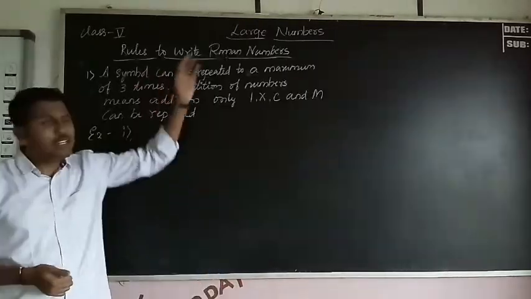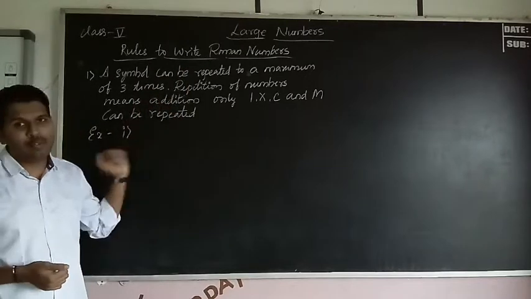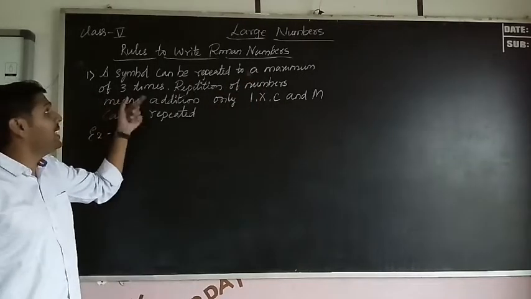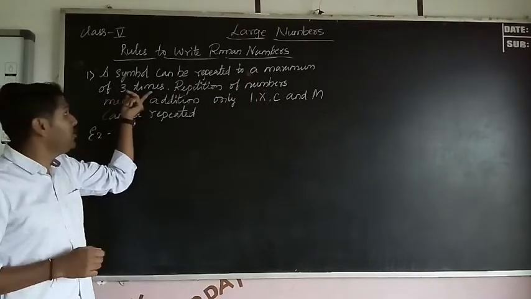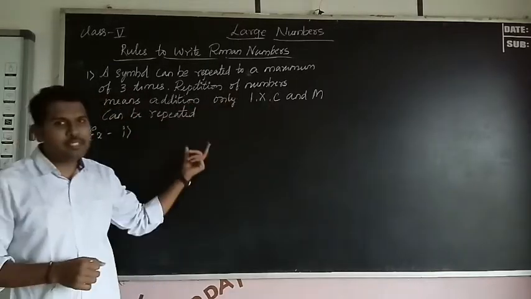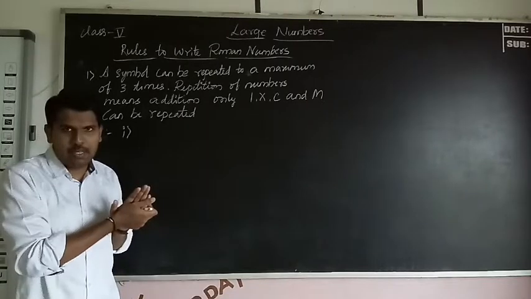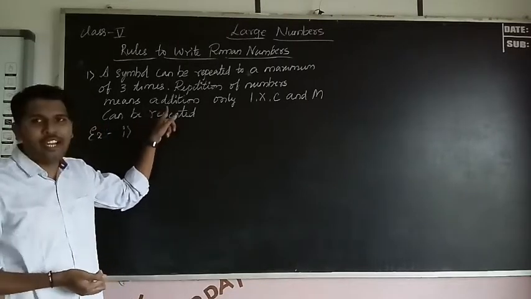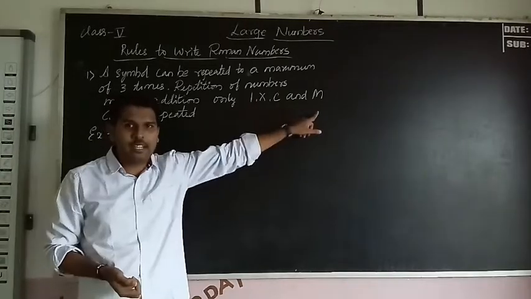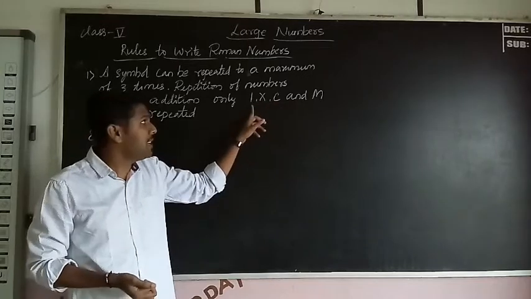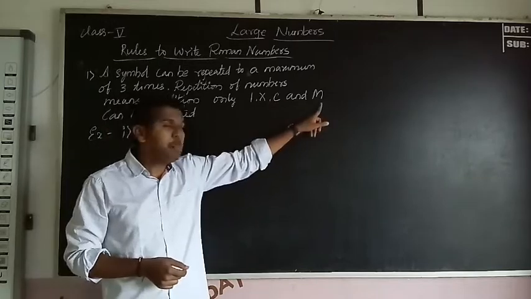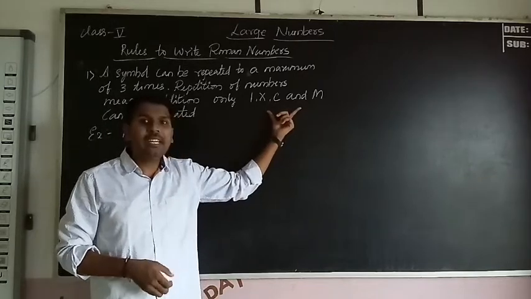Rules to write a Roman number. This is the first rule. A symbol can be repeated to a maximum of 3 times. Repetition means addition. And which letters can you repeat? Only these 4 letters: I means 1, X means 10, C means 100, M means 1000. Only these letters can be repeated.